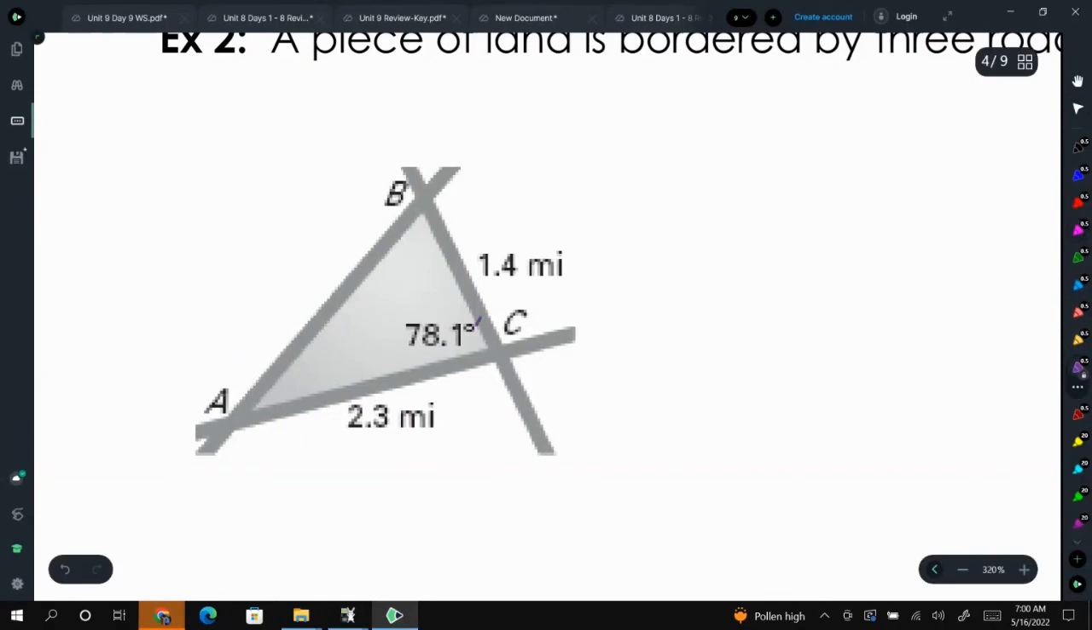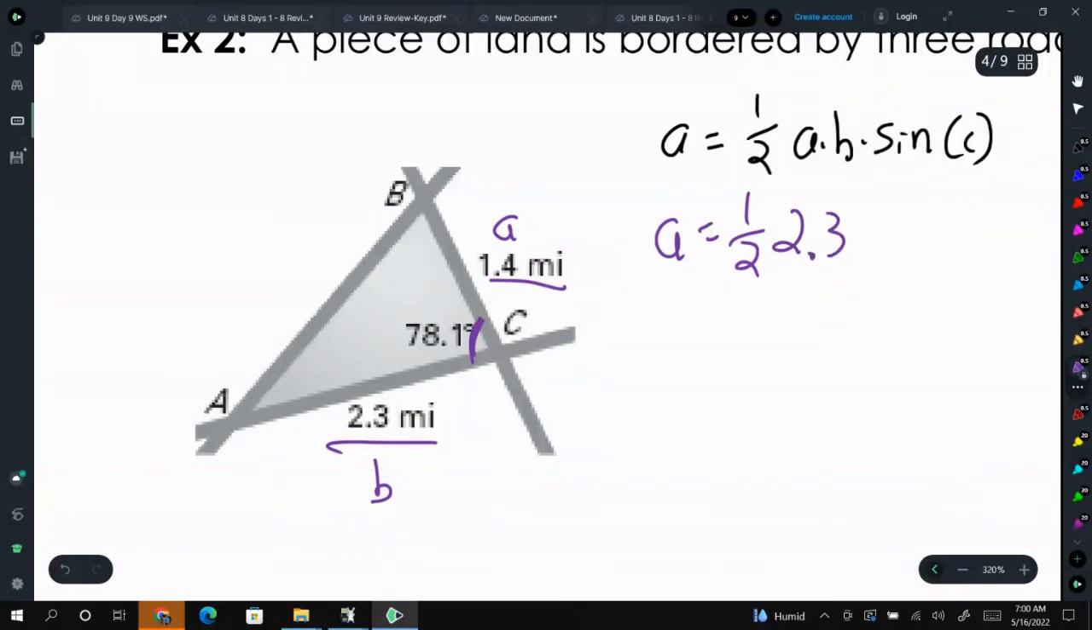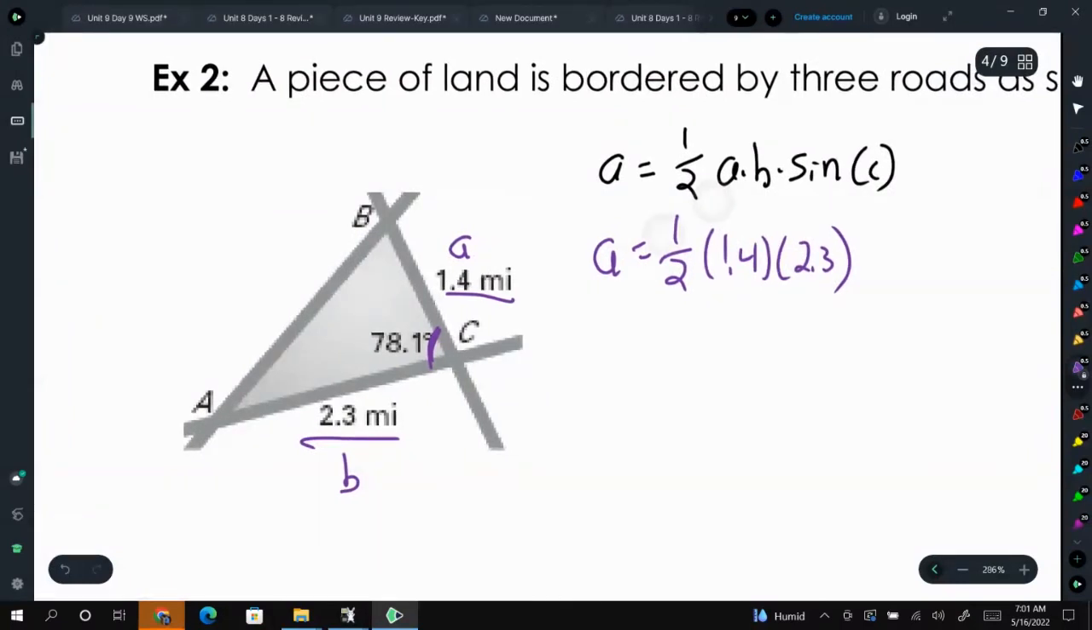We know angle C right here, and we know the two sides that touch angle C or that form angle C. So this would be like your side A and your side B. So the area formula is 1/2, in this case is going to be A times B times the sine of angle C. So we're just going to put that in the calculator. Okay, and because we're multiplying, it doesn't matter what order we do it in. And I should be consistent and do 1.4 times 2.3 times the sine of 78.1.